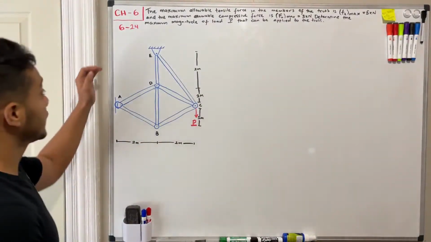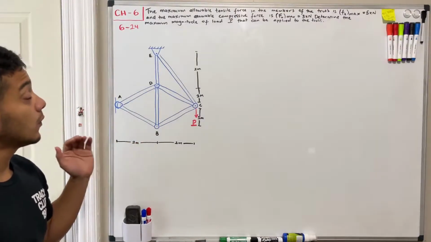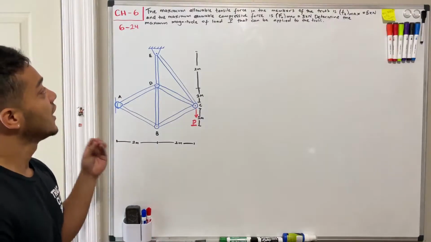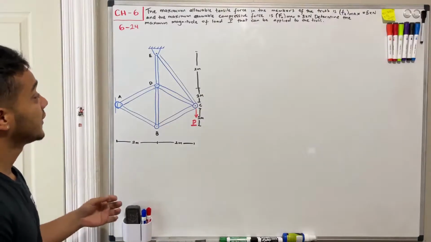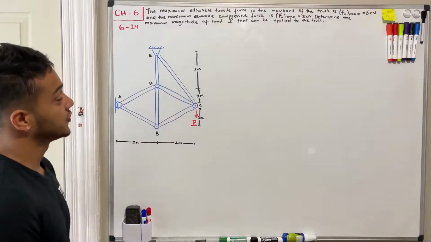We're in statics and today we're going to do problem 624, okay? It says the maximum allowable tensile force in the members of the truss is 5 kilonewtons and the maximum allowable compressive force is 3 kilonewtons. Determine the maximum magnitude of the load P that can be applied to the truss, okay?